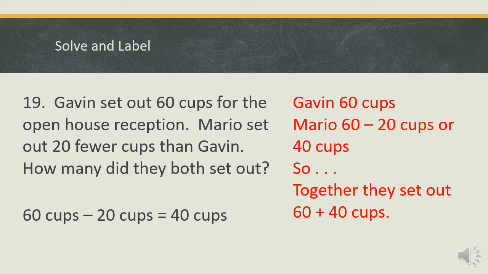So our first equation to solve this problem, we had to say 60 cups minus 20 cups is 40 cups. That's how many Mario set out. And then we had to say 60 cups that Gavin set out plus the 40 cups that Mario set out would be equal to 100 cups. Got it? All right, well, let's go on then to number 20.